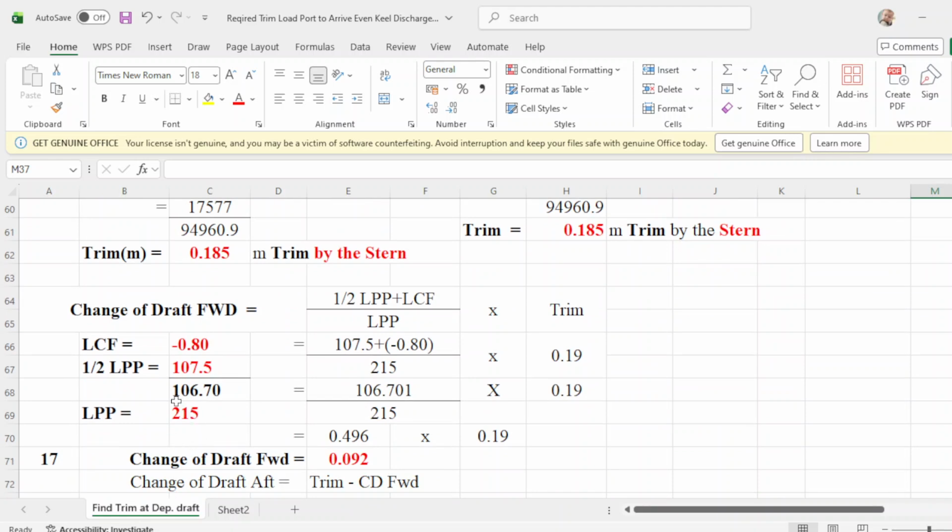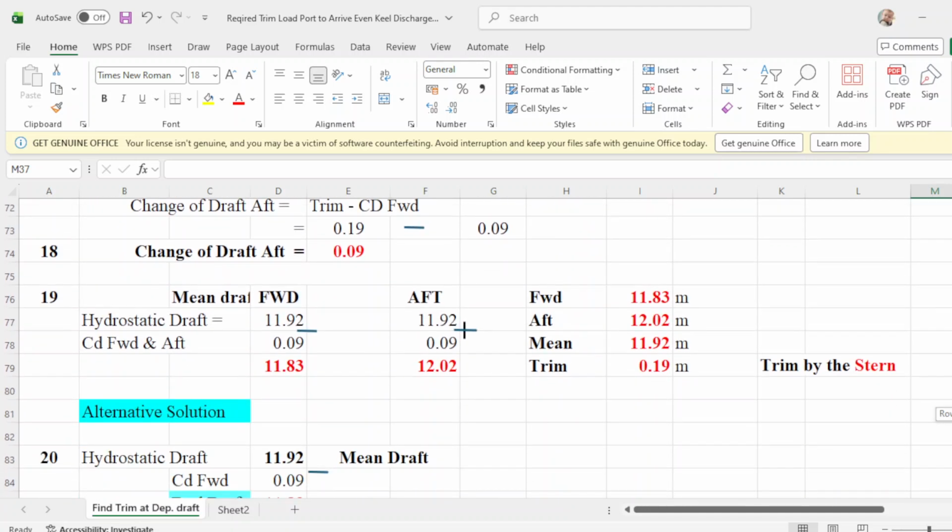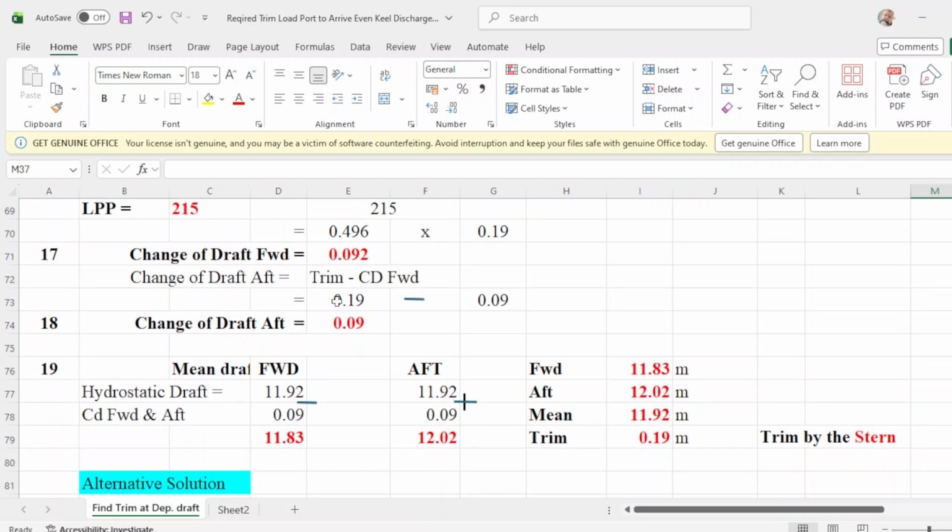The value will be 106.70, which is this one, over your LPP times your trim of 19 meters, which is this one. So divide this one, that will be 0.496 times your trim. Your change of drop forward is 0.092. Okay, that will be your change of drop forward. And to get the change of drop up is your trim minus your change of drop forward, which is 0.09, and your change of drop up will be 0.09.